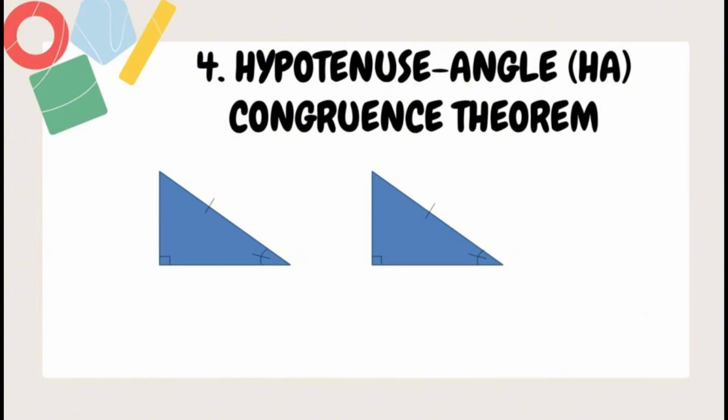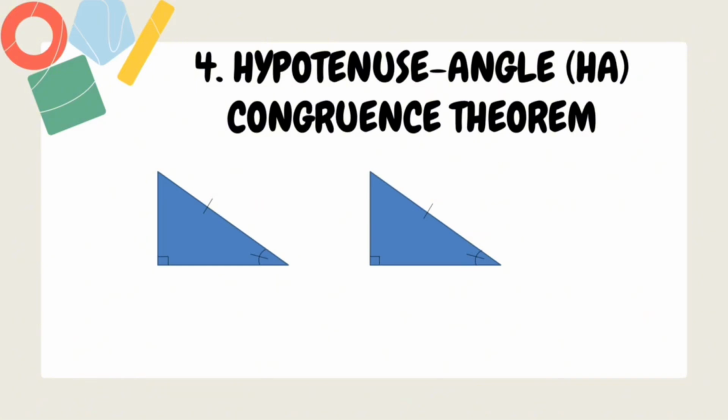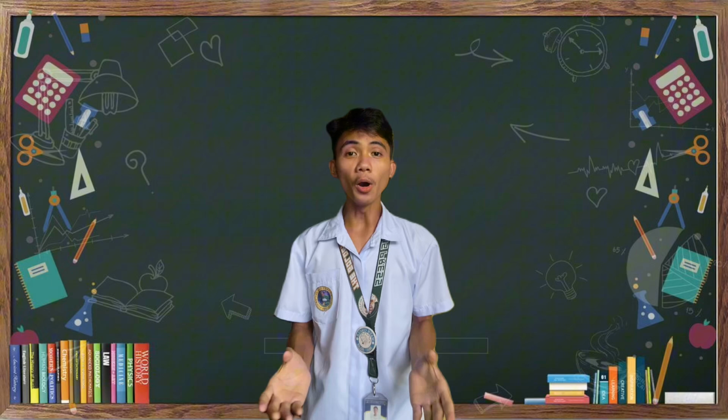Those postulates and theorems are useful in proving congruence between two triangles. So that's the end of our discussion for the midterm on important concepts in geometry.